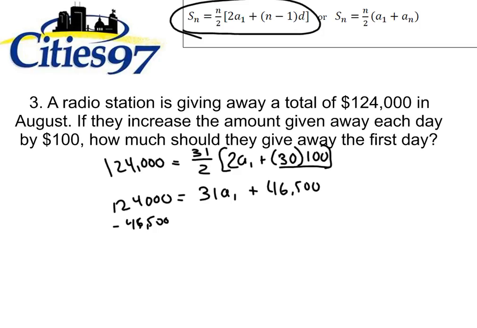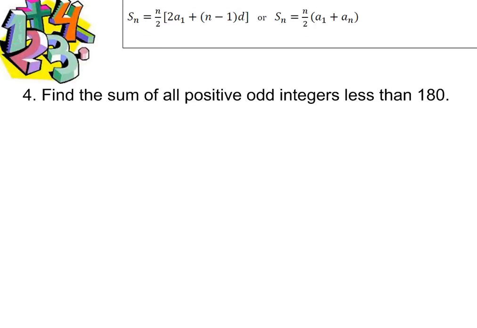124,000 minus 46,500 divided by 31. So a sub 1 is 2,500. So that first day they should give away 2,500 bucks.